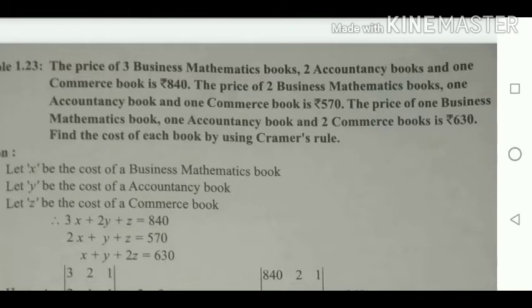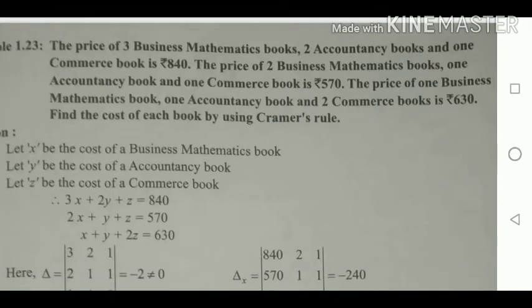The price of 3 business mathematics books, 2 accountancy books and 1 commerce book. Let x be the cost of a business mathematics book, y the cost of an accountancy book and z the cost of a commerce book. Therefore 3x plus 2y plus z equal to 840. This is the first equation. The second equation is the price of 2 business mathematics books, that is 2x, 1 accountancy book plus y and 1 commerce book plus z equal to 570. This is the second equation.